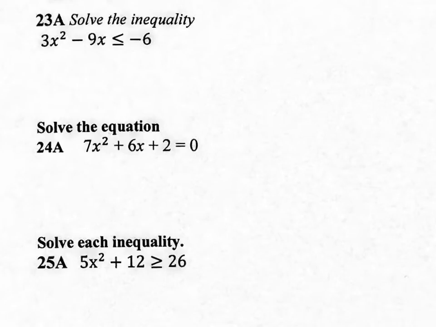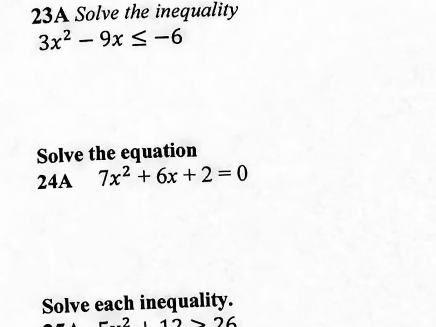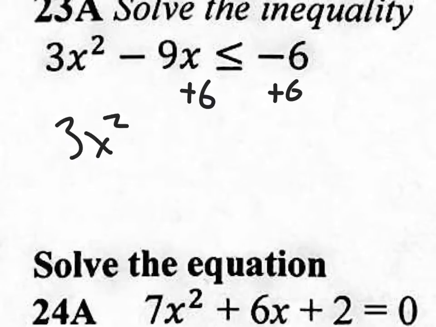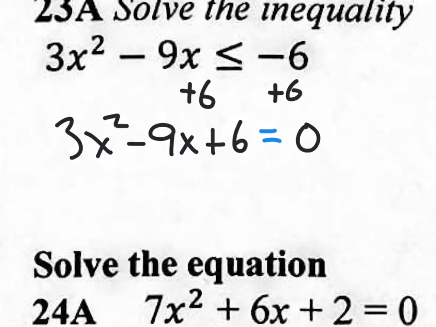So number 23, we have a quadratic inequality, and we haven't really worked with quadratic inequalities much. It's the same thing as a quadratic equation. So you could technically pretend for a little while that that inequality is an equal sign, and you want to set it equal to 0, so go plus 6, and you're going to have 3x squared minus 9x plus 6, and we're just going to pretend that it's an equal sign. 0.